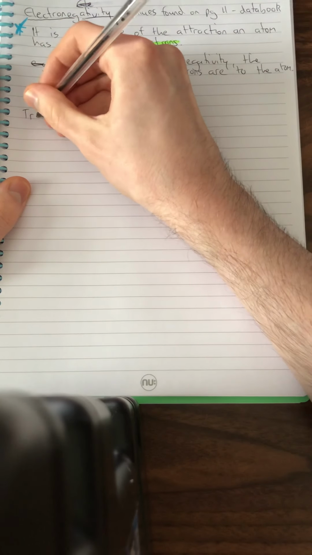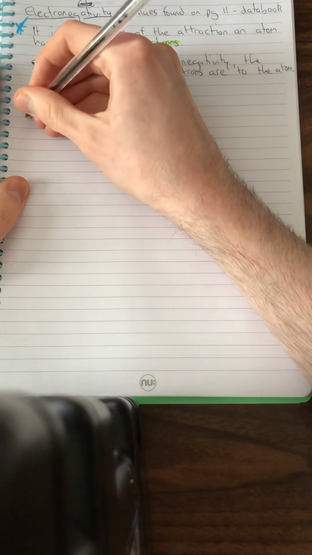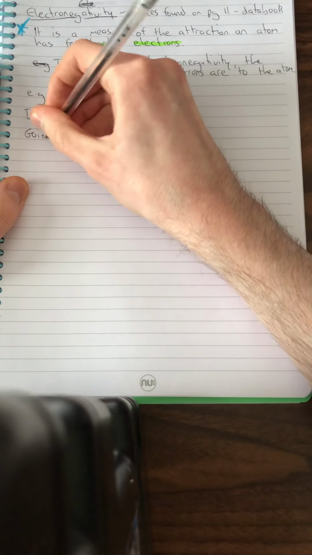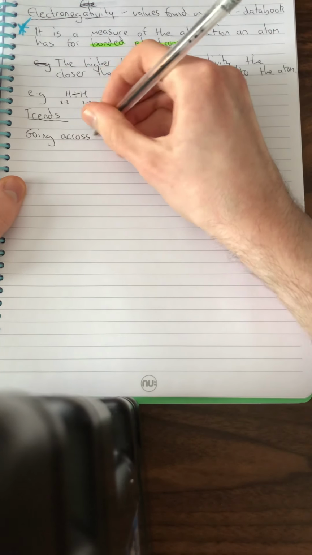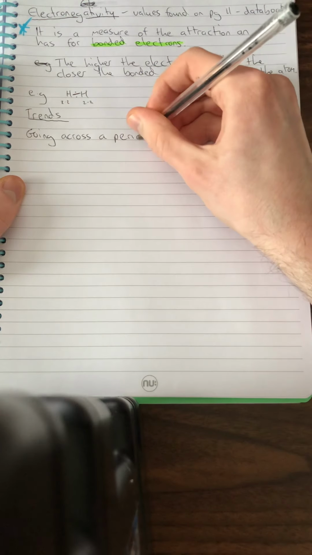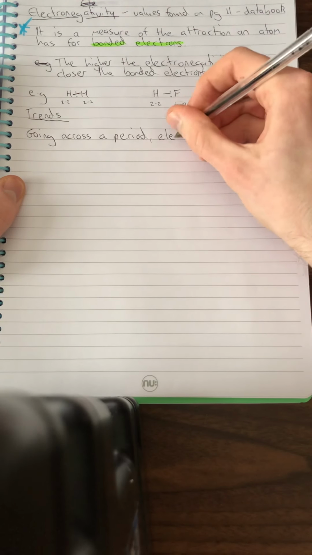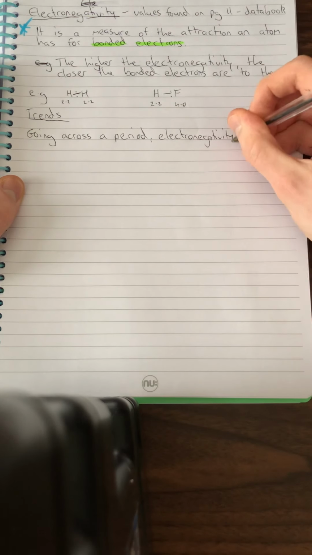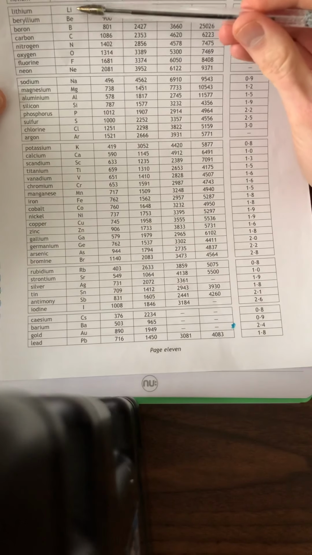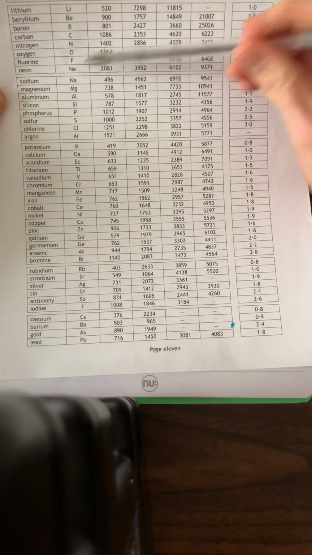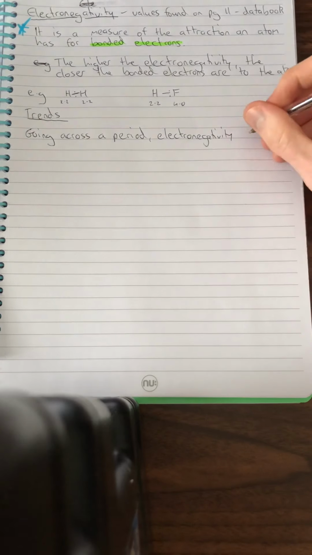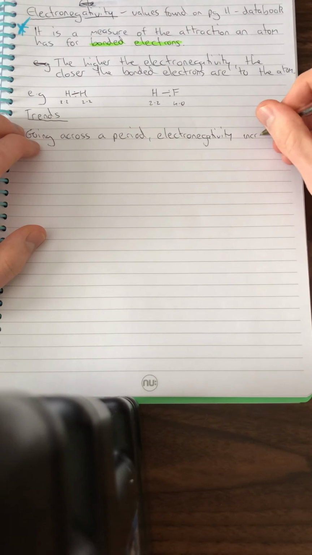So what we need to look at now are the trends. Going across a period, electronegativity, well, you tell me, what does it do? As we go across the period from lithium, beryllium, boron, carbon, nitrogen, oxygen, fluorine, neon, what's happening? It's going up. So going across the period, electronegativity increases.